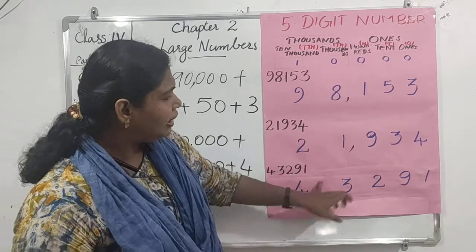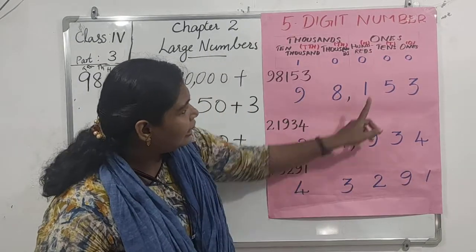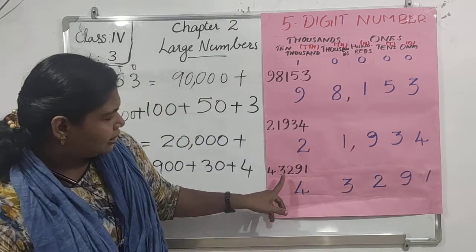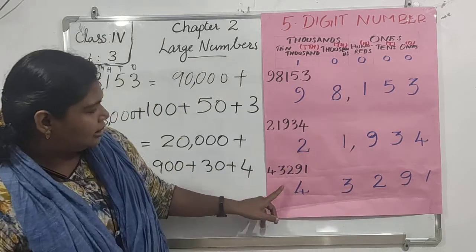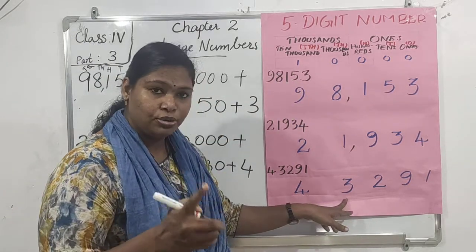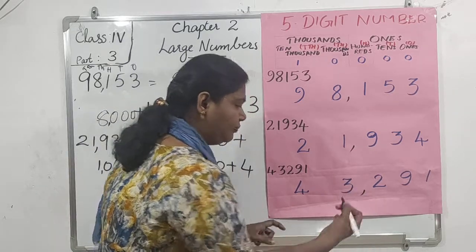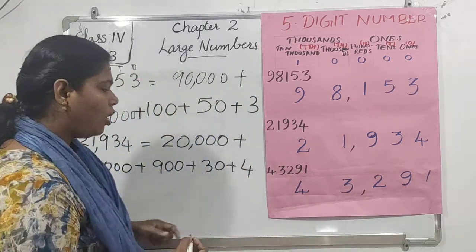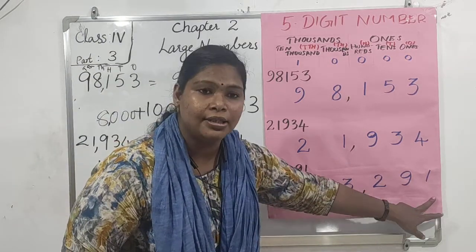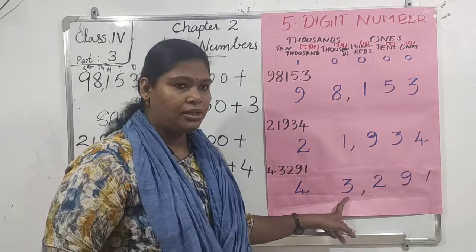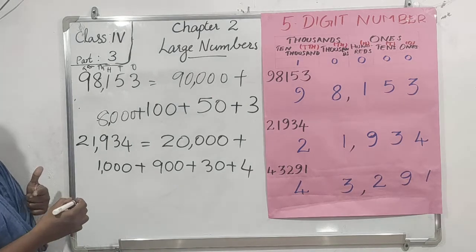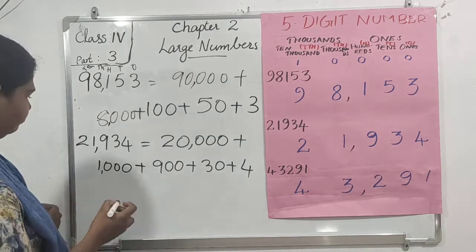43,291. 1 lies in 1's place, 9 lies in 10's place, 2 lies in 100's place, 3 lies in 1000's place, and 4 lies in 10,000's place. Already we know that we have to put a comma in between 1000 and 100. So how do we read this? 43,291. Then we will look at how to express it in expanded form.